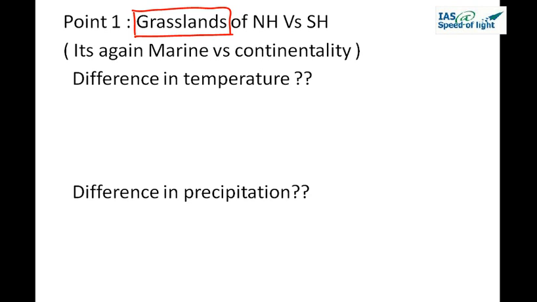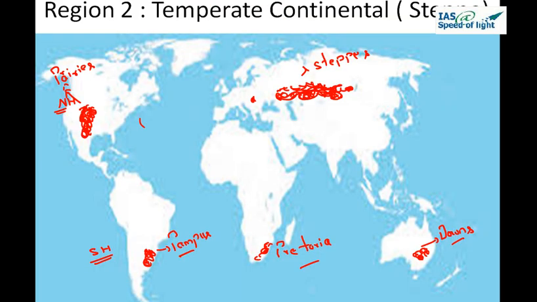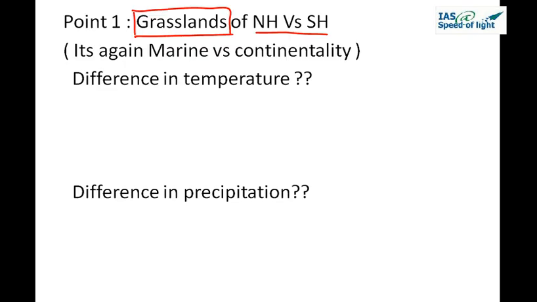Point one, the grasslands of the northern hemisphere and the southern hemisphere. As we have discussed, in the northern hemisphere these grasslands are far from any ocean influence, but in the southern hemisphere, the Pampas, Veld and Downs are quite near to the oceans. When they are near to the oceans, they are not going to have an extreme temperature difference between the summers and the winters. So again, it's marine versus continentality.